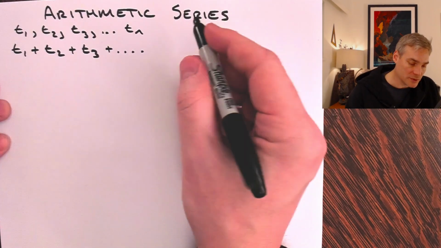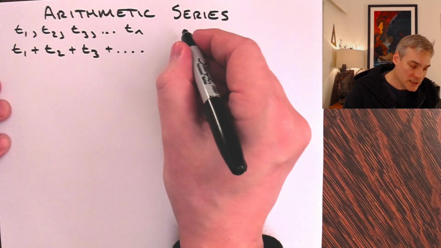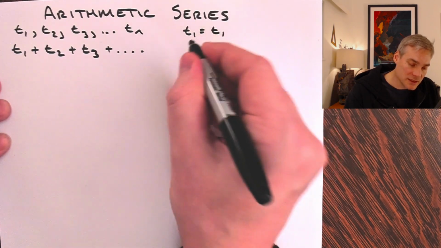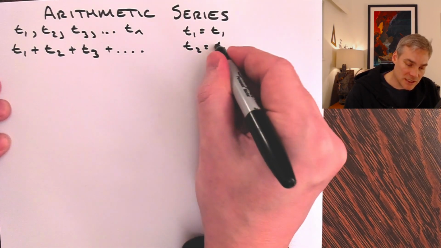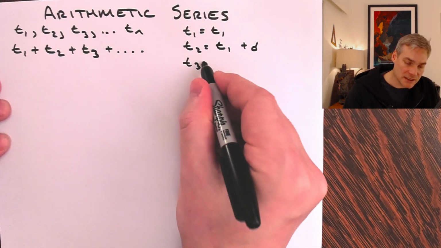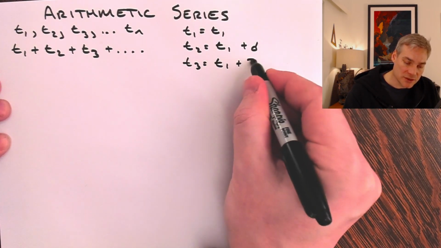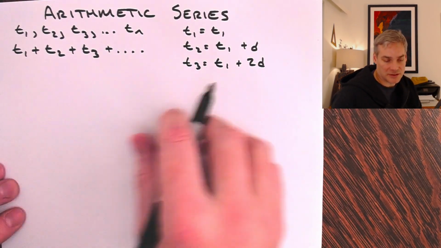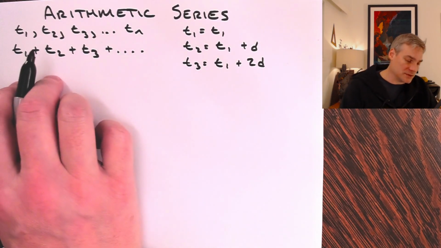So we know from what we had learned before that T1 is just T1, and T2 is actually T1 plus a difference, and T3 is T1 plus two differences. And if you need to review this, go watch the video on sequences, arithmetic sequences.